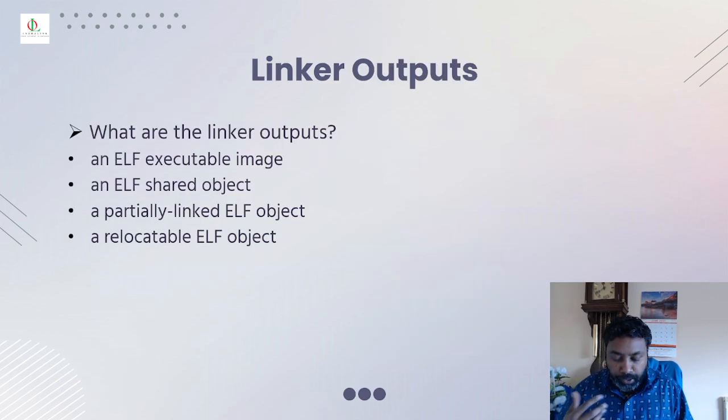By doing so, you get different executable formats. So what are all the linker outputs? The linker outputs come in a few different formats, as you can see here. One is an executable image format. Another is the ELF shared object. The other is the partially linked ELF object, which is a relocatable ELF object.